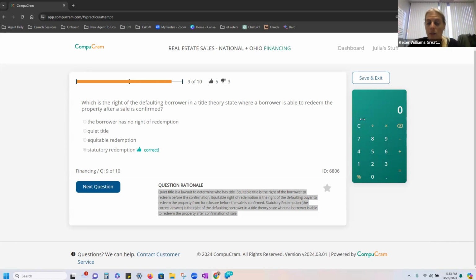Oh yeah, good advice. So other states, like Keisha said, would be A. The borrower has no right of redemption. So only in title theory state, in a title theory state.